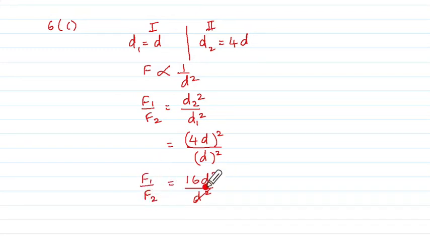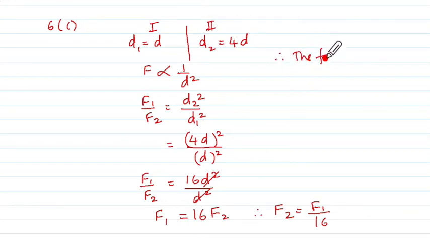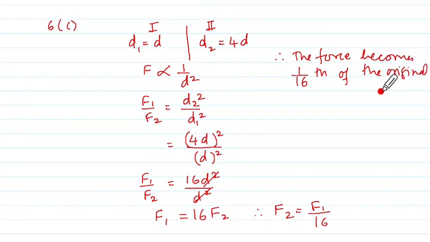So F1 upon F2 has become 16. When you cross multiply, you will have F1 equal to 16 F2, and therefore F2 will become F1 upon 16. So we will say, therefore, the force becomes 1/16 of the original. And that is our answer.